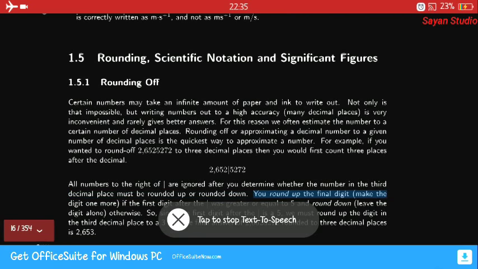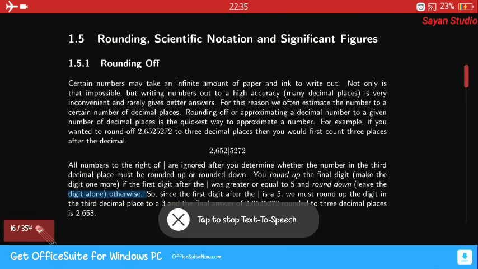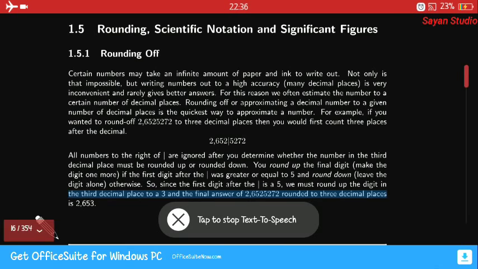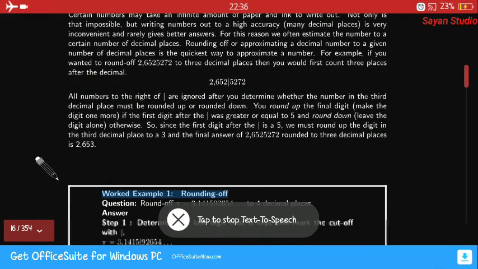You round up the final digit, make the digit 1 more, if the first digit after the cutoff was greater than or equal to 5, and round down, leave the digit alone, otherwise. So, since the first digit after the cutoff is a 5, we must round up the digit in the third decimal place to a 3, and the final answer of 2.6525272 rounded to 3 decimal places is 2.653. Worked example 1, rounding off.